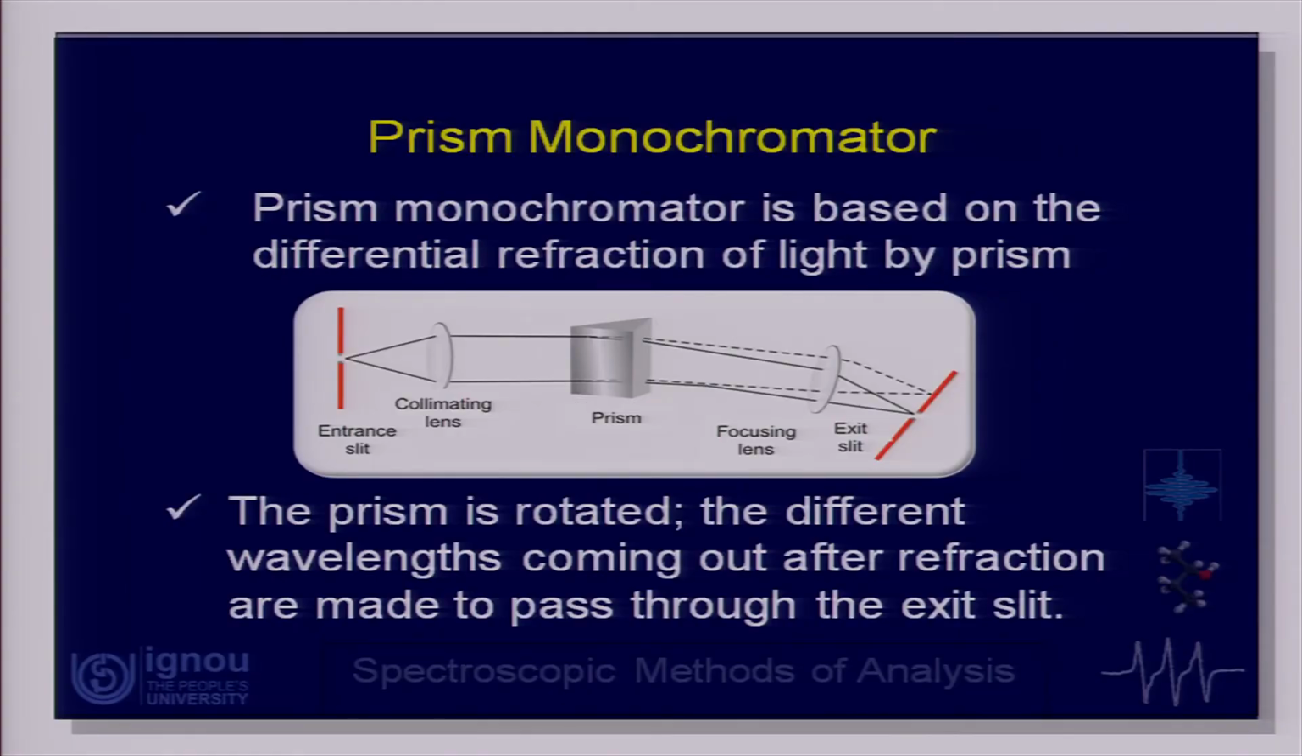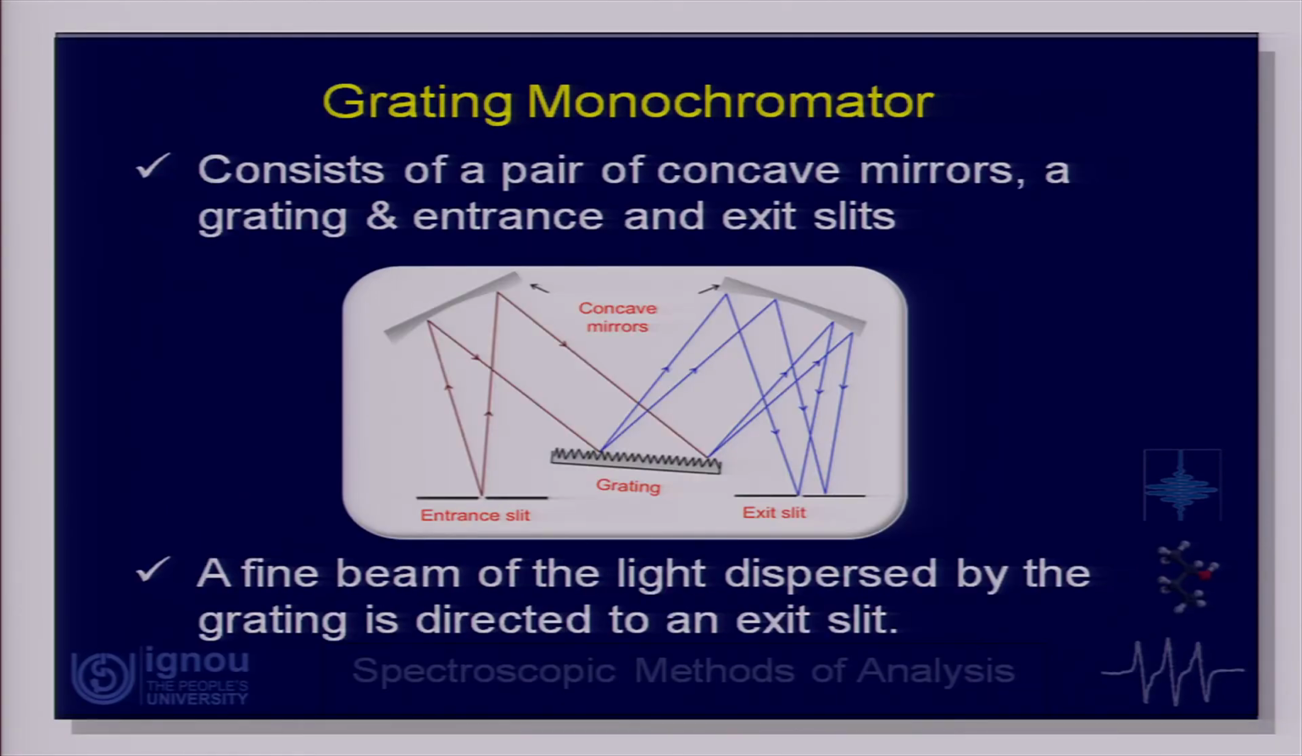So, a wavelength selector essentially could be a filter, an interference filter, or a monochromator, and within monochromators we could be using a prism monochromator or a grating monochromator. Let us continue and come to yet another essential component of a spectrophotometer, which happens to be sample handling.